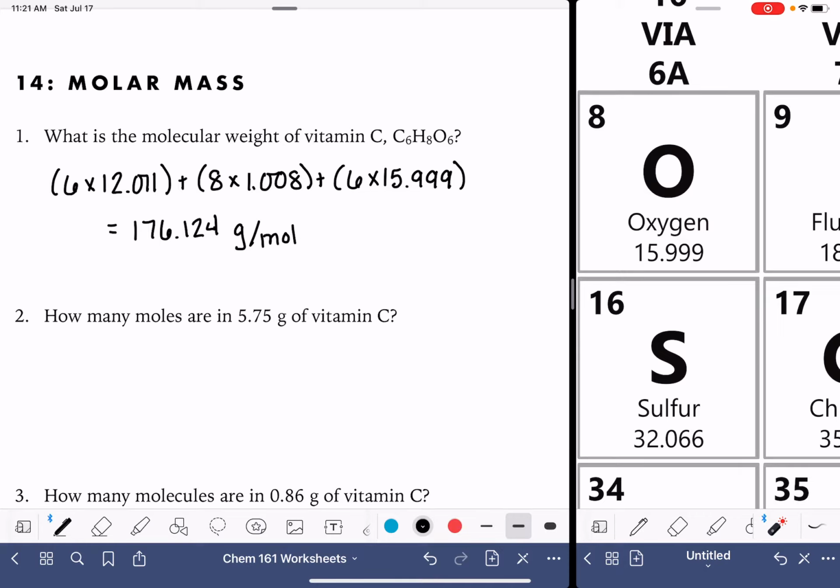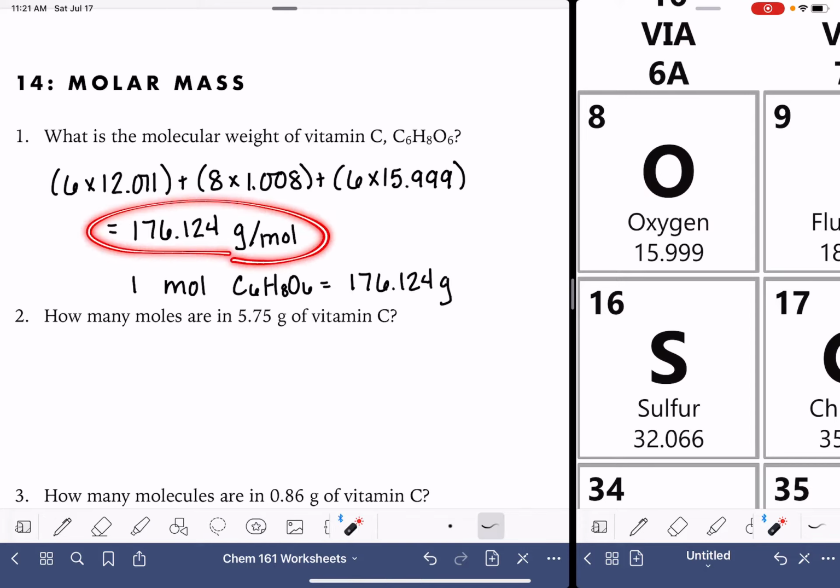So this is telling us that 1 mole of this molecule, C6H8O6, has a mass of 176.124 grams. And we can use this relationship, the molecular weight, to allow us to convert between moles and grams of this particular molecule, vitamin C. That's what we'll do in problem number 2.